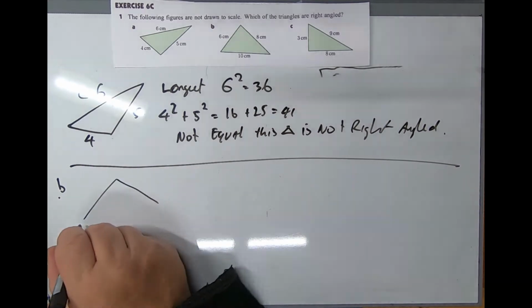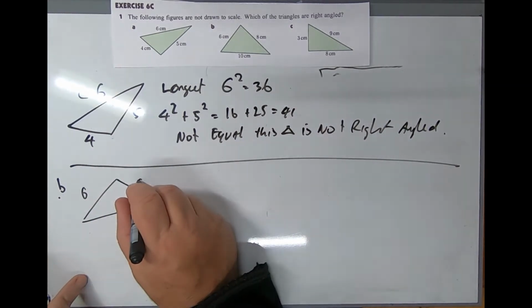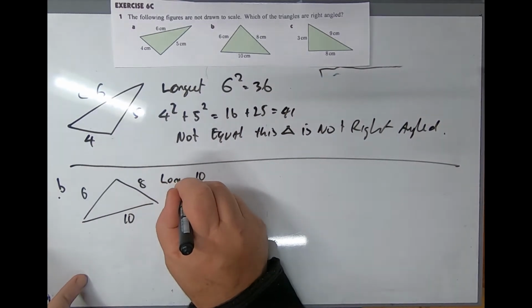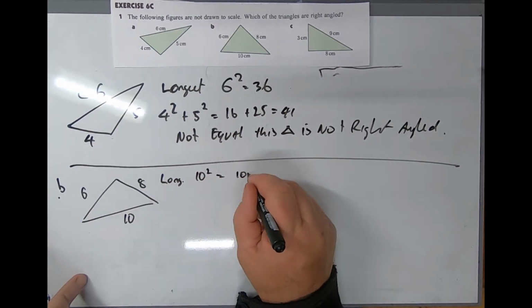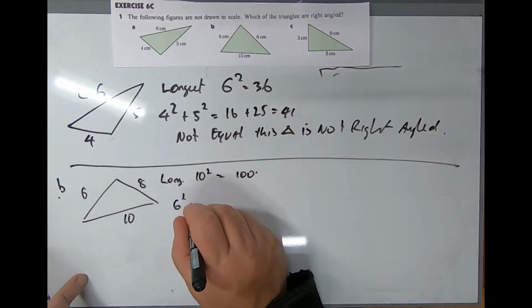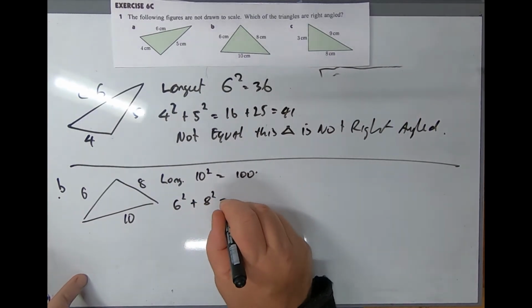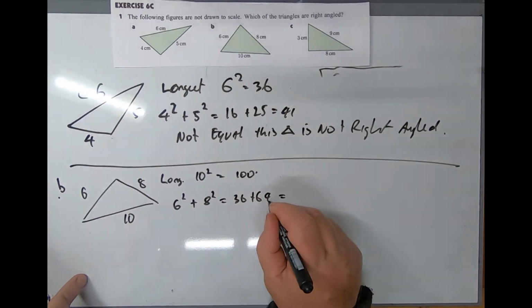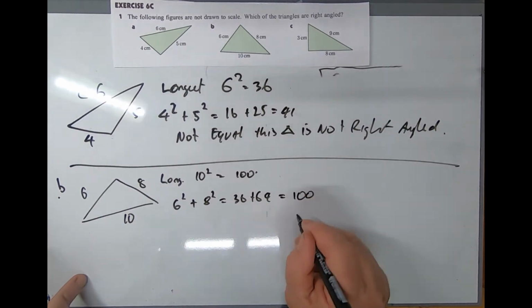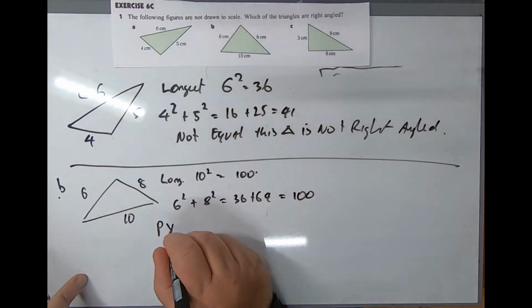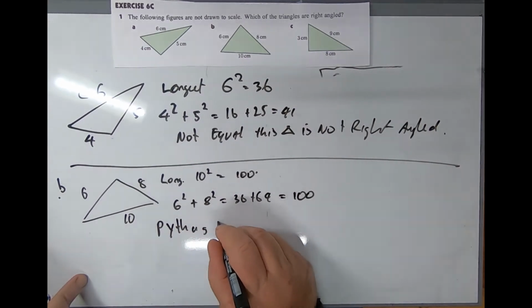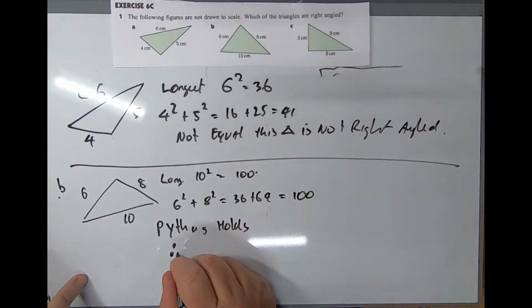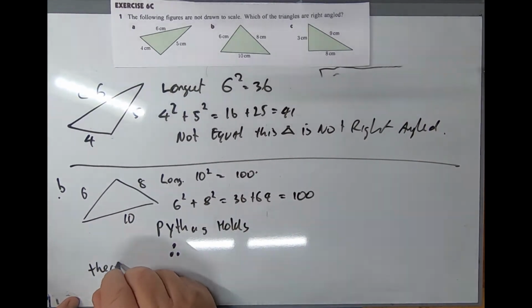Okay, so first of all, which is the longest side out of 6, 8, and 10? Well, 10 squared is the longest. 10 squared is 100. Let's try the other two. 6 squared plus 8 squared is 36 plus 64, which happens to equal 100. So let's make some little phrase here. Pythag holds, therefore, three little dots, short for therefore.